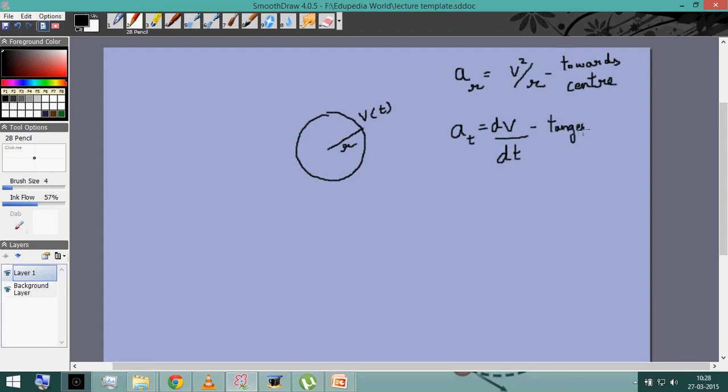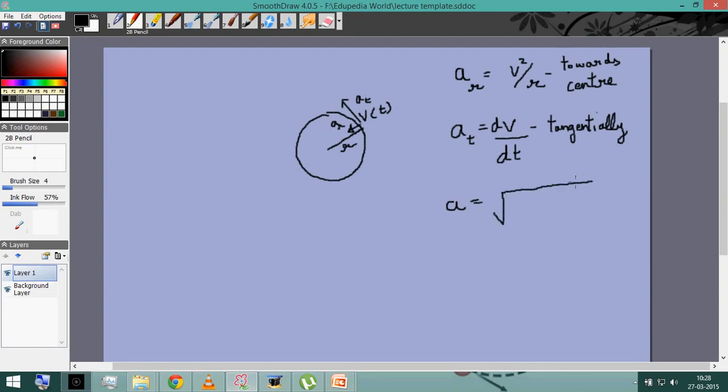So if the speed is not changing, the tangential acceleration is 0, but if the speed is changing, the tangential acceleration is simply what we know and love, dv by dt, and this acts tangentially. Right, so the particle has a radial acceleration, and it also has a tangential acceleration. I'll call this AR and I'll call this AT.